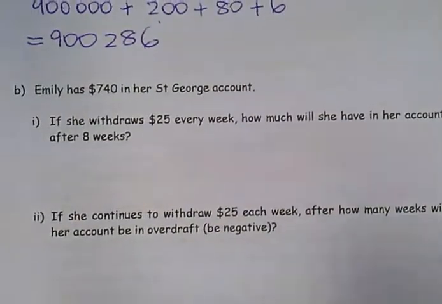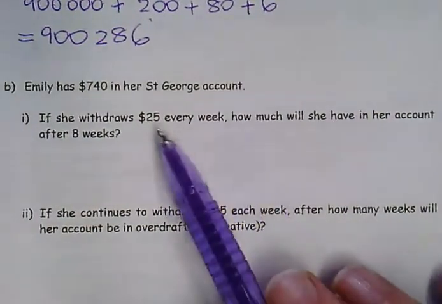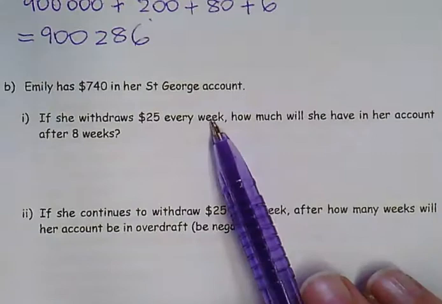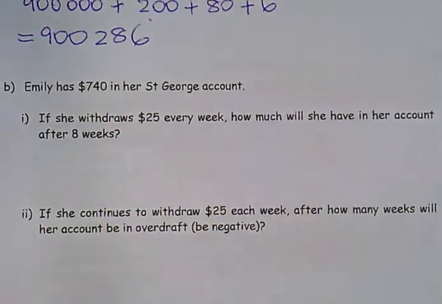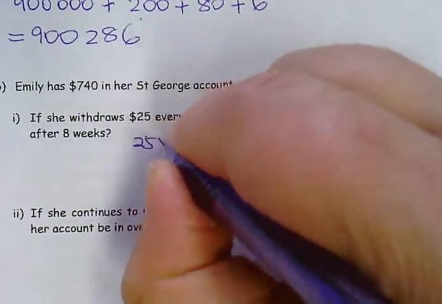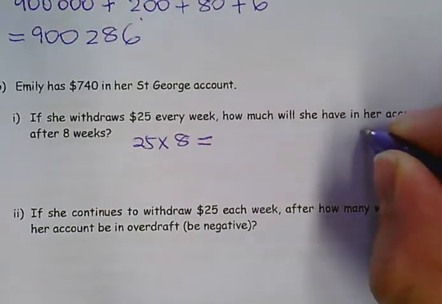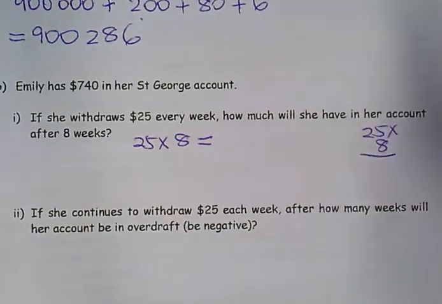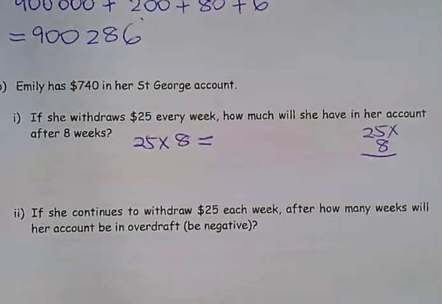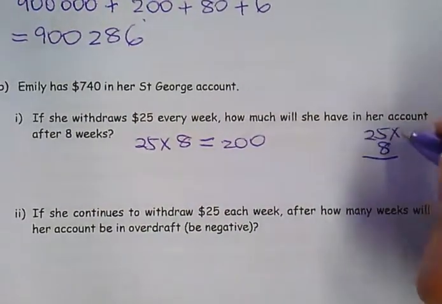Emily has $740 in her St. George account. If she withdraws $25 each week, how much will she have in her account after 8 weeks? Now, instead of subtracting 25 8 times, let's just work out what 25 times 8 is. You can work it out on the side, or a lot of you will know that 25 times 4 is 100. So 25 times 8 is 200, or you can just work it out with the algorithm.